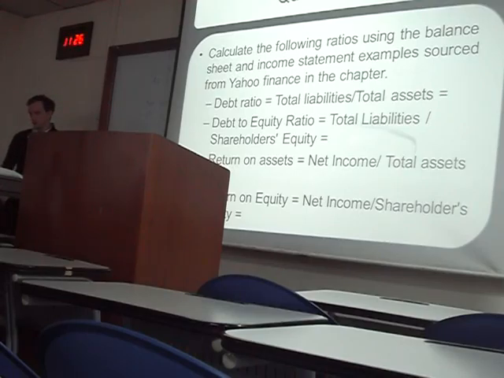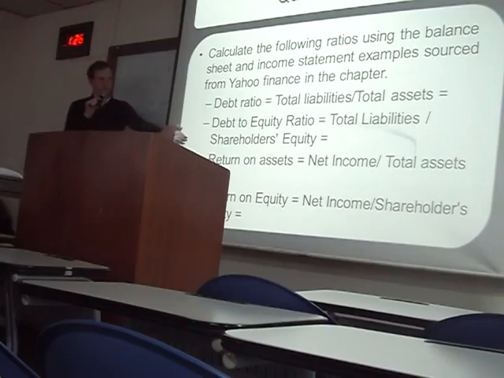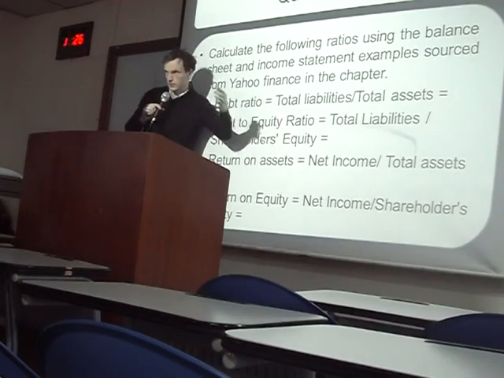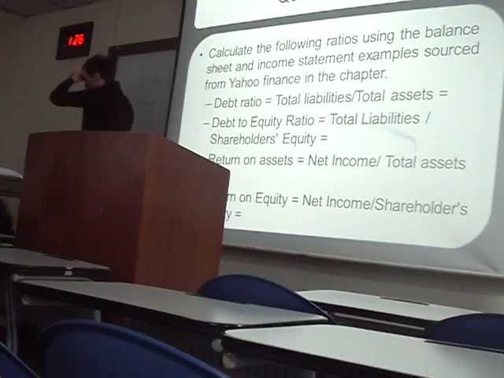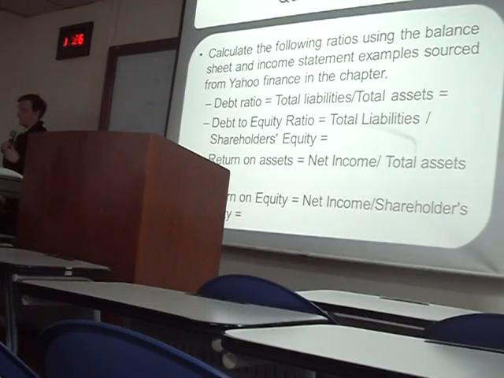Okay. So this company is Microsoft. This is the balance sheet for Microsoft and the income statement for Microsoft from last year. So you're going to be calculating Microsoft's debt ratio, their debt to equity ratio, their return on assets, and the return on equity. Okay? So I wrote the equation here. So just find these figures and write them down.